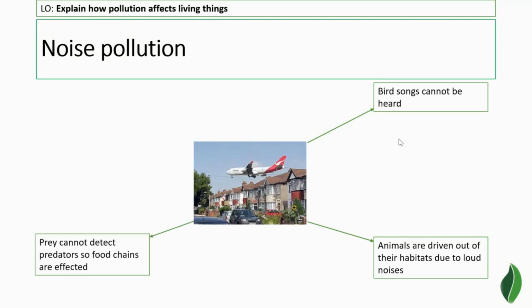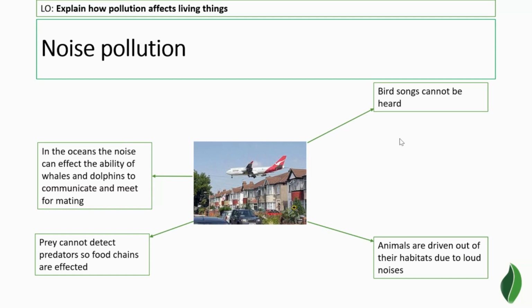Prey cannot detect predators, so food chains are affected. So if an animal is prey, it has a fantastic sense of hearing. But if there's noise pollution, that's going to affect its ability to detect the predator, which means it's more likely to be killed. So therefore, the numbers of prey will decrease faster than they should do naturally. In the oceans, this can affect the ability of whales and dolphins to communicate and meet for mating. So dolphins and whales use something called ultrasound to communicate over miles.